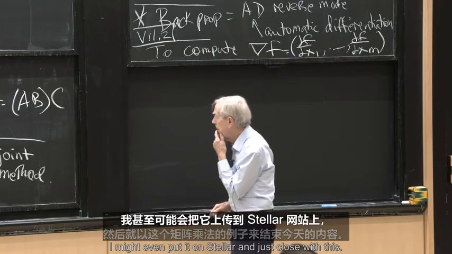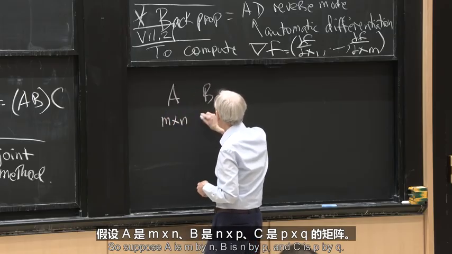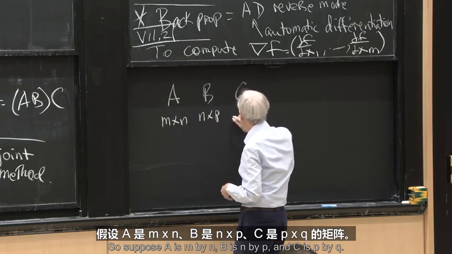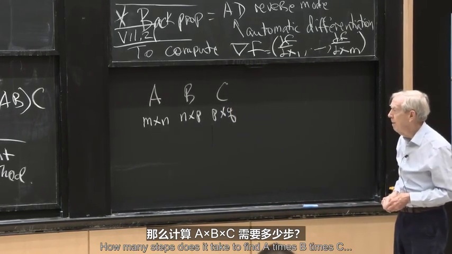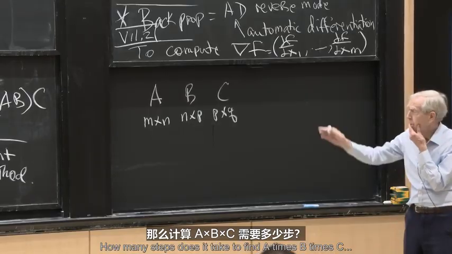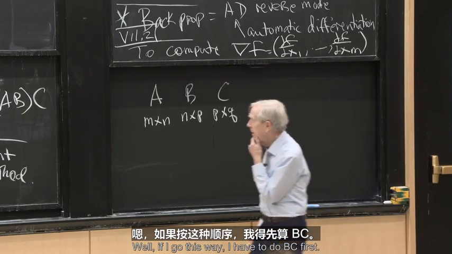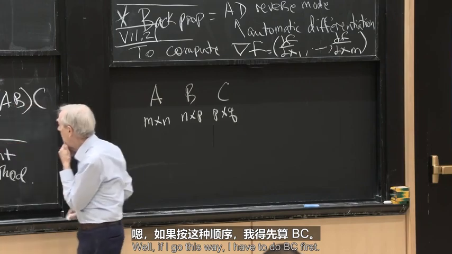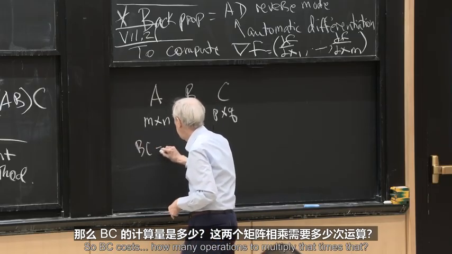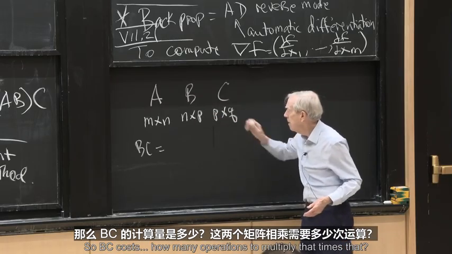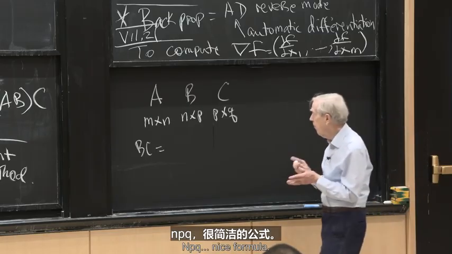Just close with this. Suppose A is m by n, B is n by p, and C is p by q. How many steps does it take to find A times B times C, the product of those three matrices? If I go this way, I have to do BC first. So BC costs how many operations? NPQ. Nice formula.